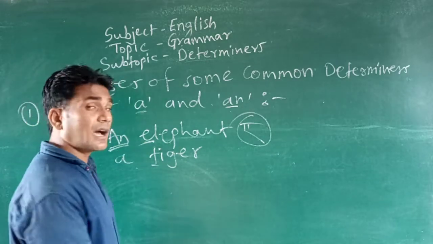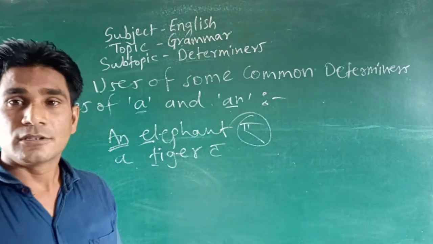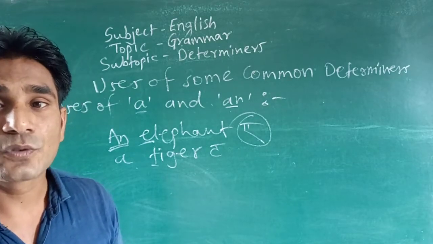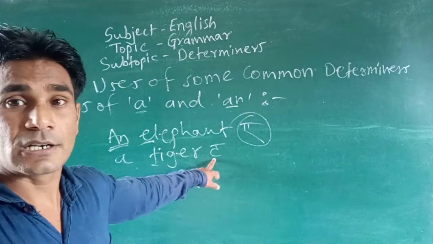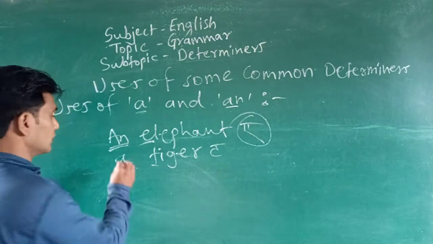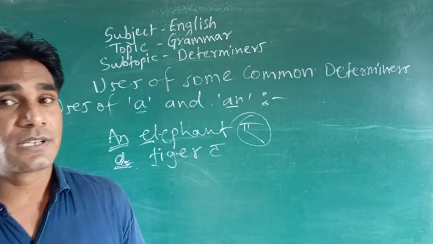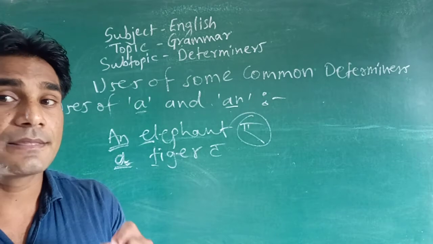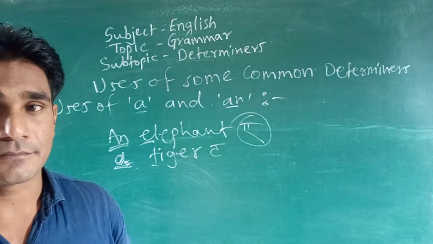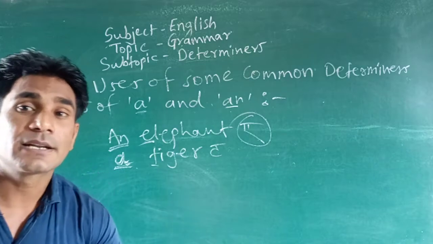Tiger. The t sound is there, so the beginning sound is t. As we know, it is a consonant, so as it is a consonant, a is used there. So just try to understand this and get the difference between the use of a and an. Got it? Understood?